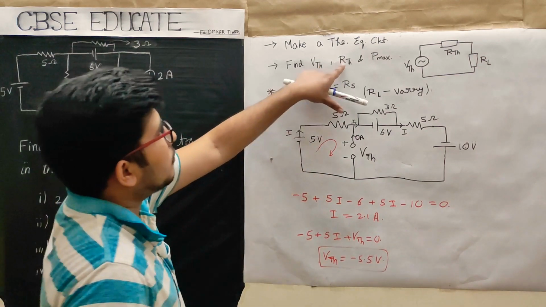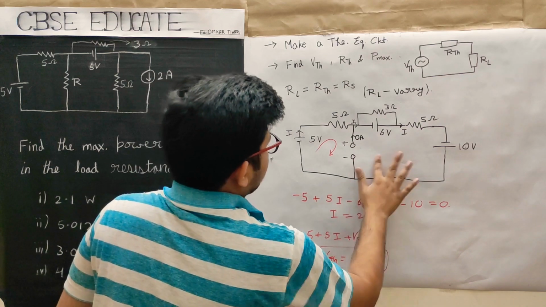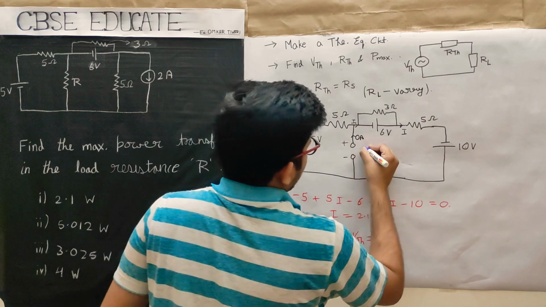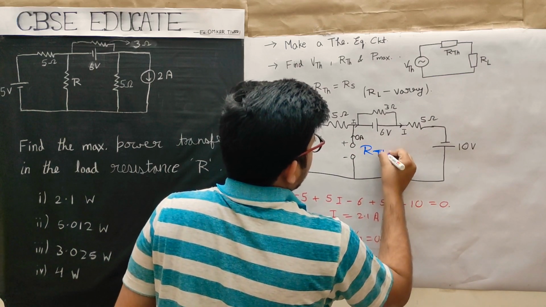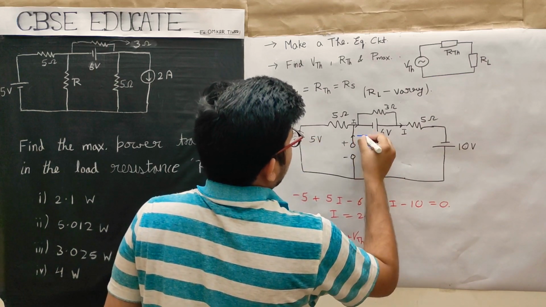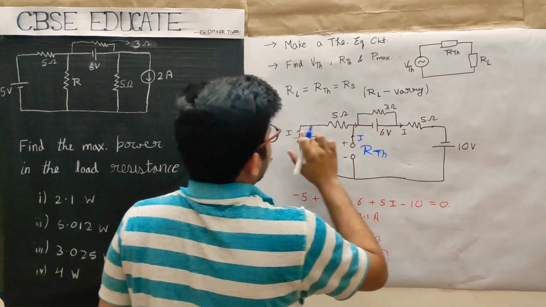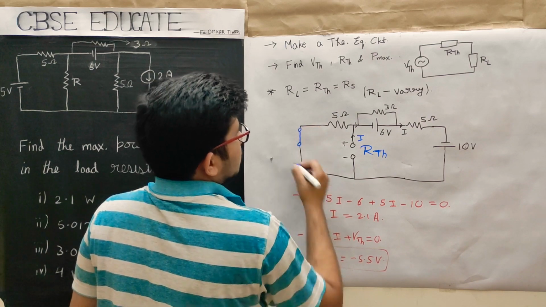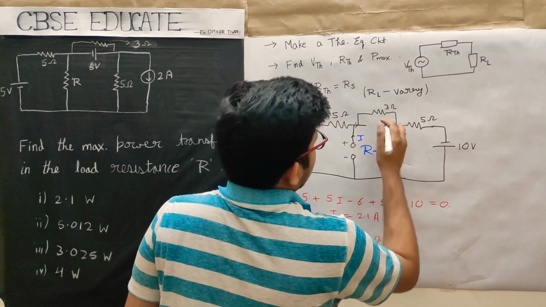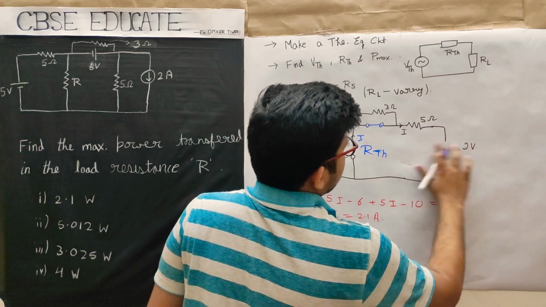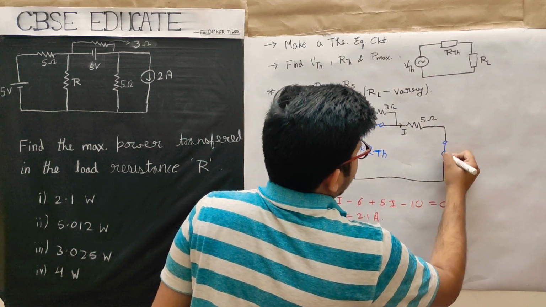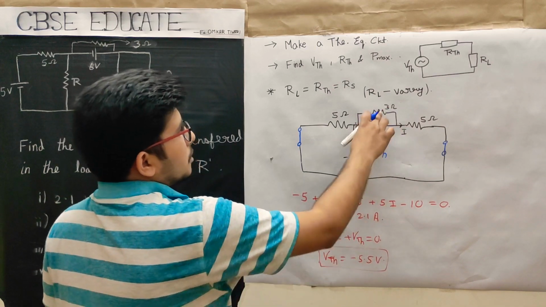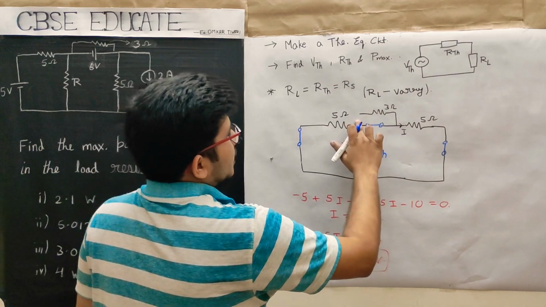Now you have to find the value of RTH. So for RTH, suppose this is RTH now, and this is current I. The voltage source will be short circuited. So this is short circuited, and this voltage source will also be short circuited. Now the 3 ohm resistance will be removed because it is in parallel with a short circuit, so I can remove it easily.